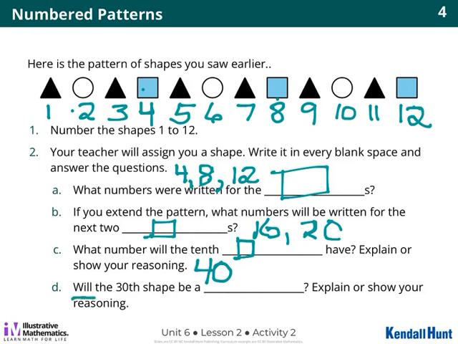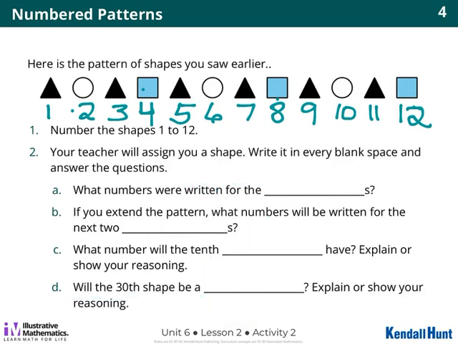Okay. Will the 30th shape be a square? Vivian: No. Why not? Because 30 is not a number in fours. If you count by 4, will you ever say 30? No. All right, now we are looking at triangle.